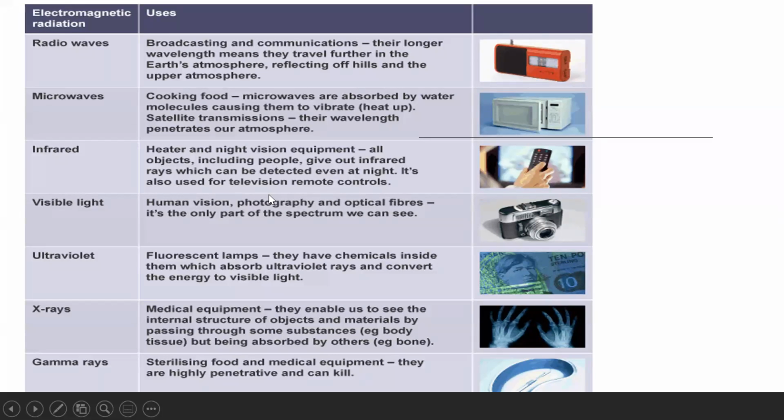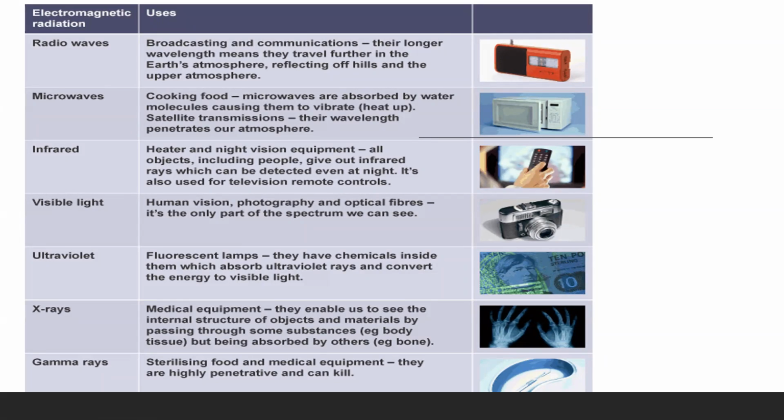It's also used for television remote controls. When you use remote controls at home, they emit infrared radiation. That's why you can communicate with your TV at a distance. So, when you press the remote control, what radiation is going and detected by the TV? It's infrared.